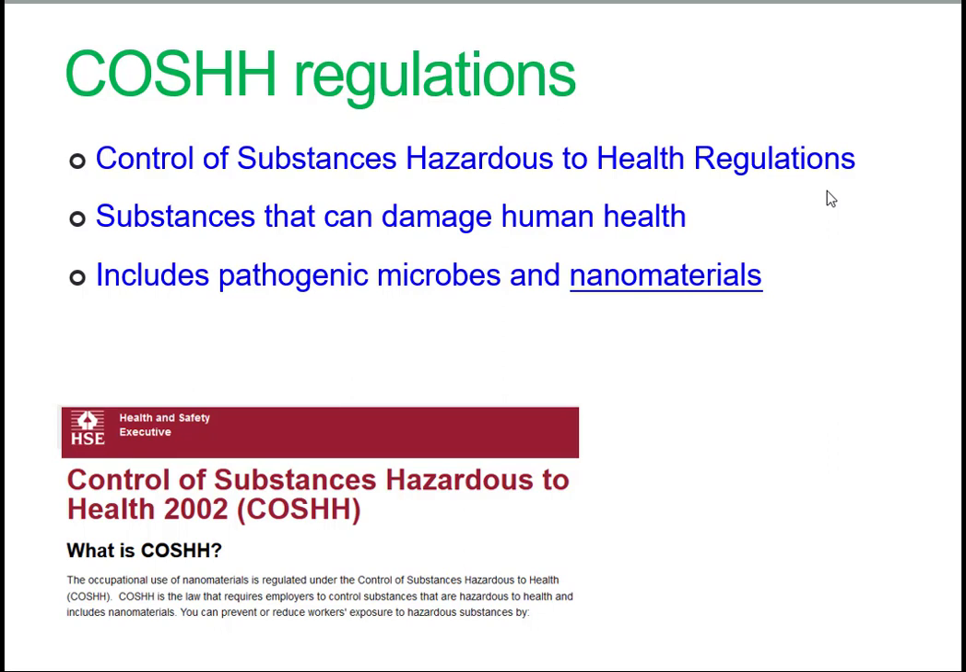Toxins and a range of other substances that may present risks to human health include microorganisms pathogenic in humans, and more recently nanomaterials. These are controlled by the COSHH regulations, the Control of Substances Hazardous to Health regulations, which you will be familiar with from the information we supply to you when you're doing chemistry type labs, or biology labs for that matter. Again, there's a link there to HSE's COSHH website.